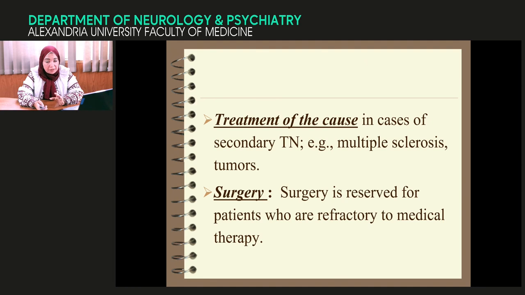Also, treatment of the cause is very important. We said there is the classic, which is primary, which may be idiopathic or because of vascular compression, or it may be secondary because of multiple sclerosis, basic Q1 lesion, whatever. Because of that, if we have the secondary type, we must treat the cause. Surgery is reserved for patients who are refractory to medical treatment and not responding. In this case, we go to surgery.